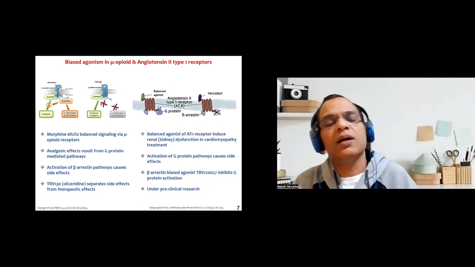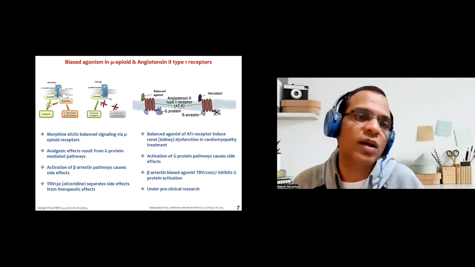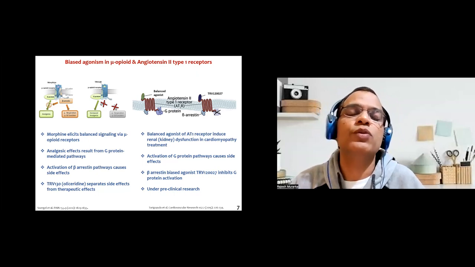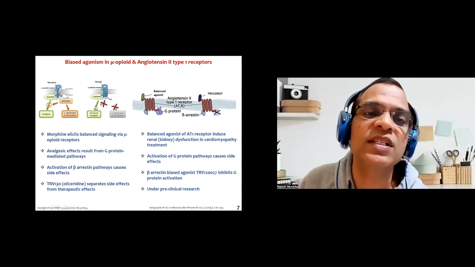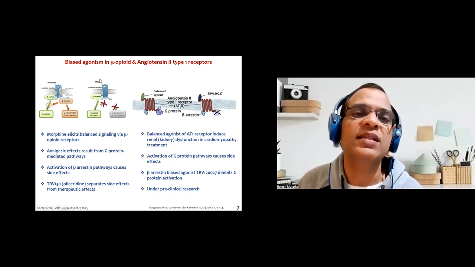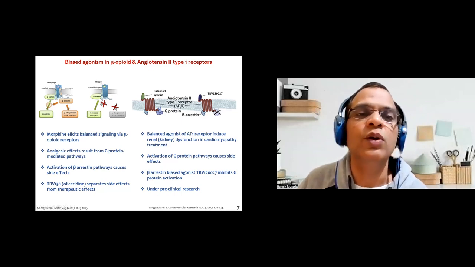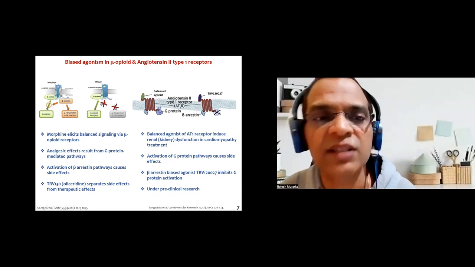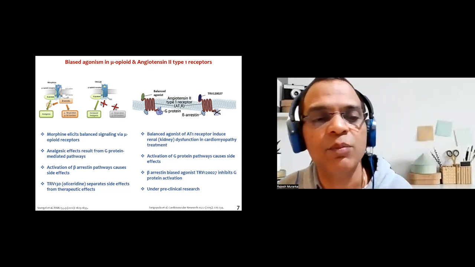But people are designing new analogs of morphine, and even other drugs from scratch, that can activate the signaling pathway which gives the desired effect rather than the side effect. Here the desired effect is through G protein signaling and the adverse effect is through beta arrestin signaling. One drug that has been discovered is TRV130, which selectively activates G protein signaling. That means it gives selectively the therapeutic effect and blocks the adverse side effect because it blocks the arrestin signaling pathway.